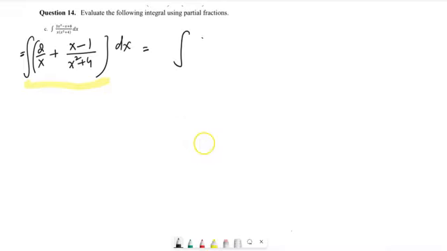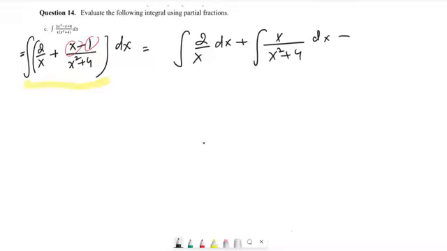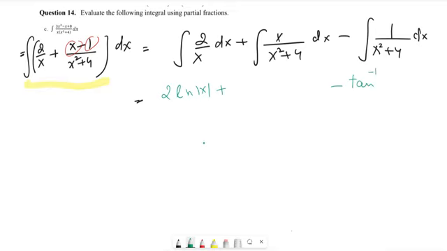Let's solve this integral now. We can split it up. Integral of the first one. This also we can separate out like this: integral of x by (x squared plus 4) with respect to x, minus integral of 1 by (x squared plus 4) dx. The first one is a straight formula. The answer to that is 2 times natural log of x. The last one is also a straightforward formula, but that is tangent inverse of x by 2, because this is 2 squared, so with 1 by 2 outside, plus c.